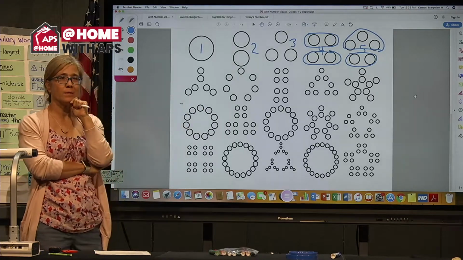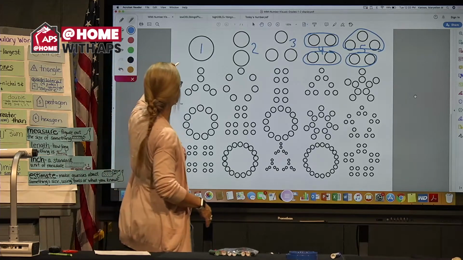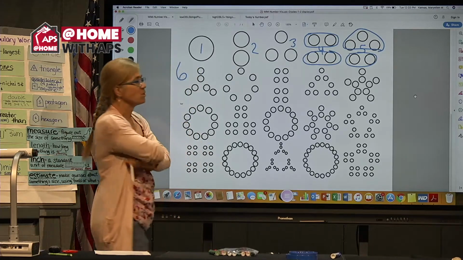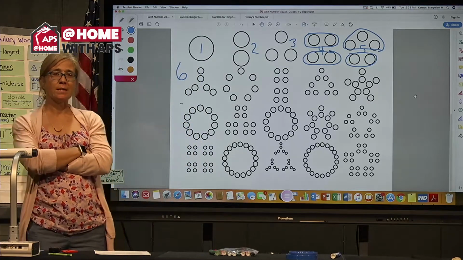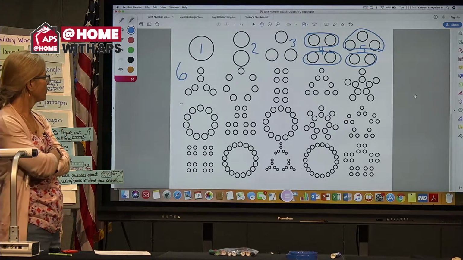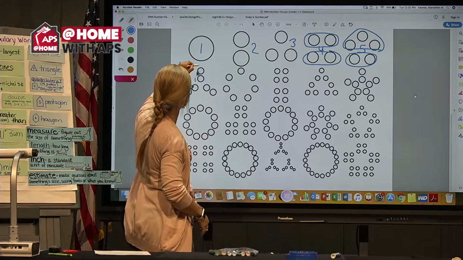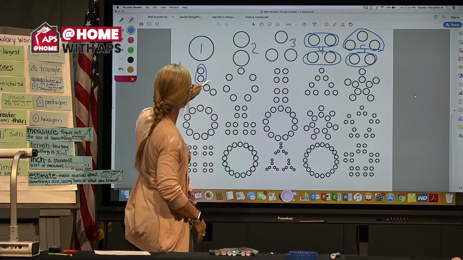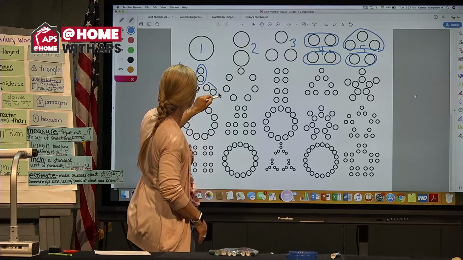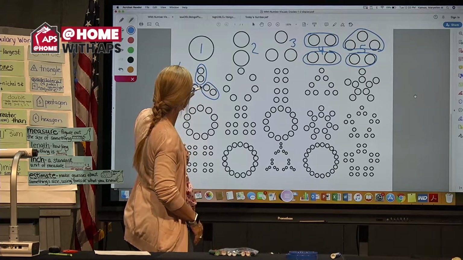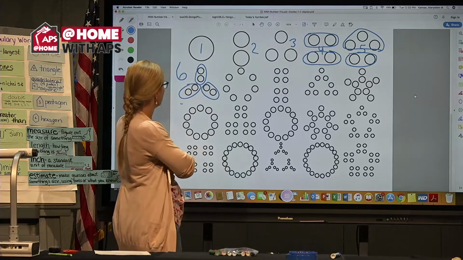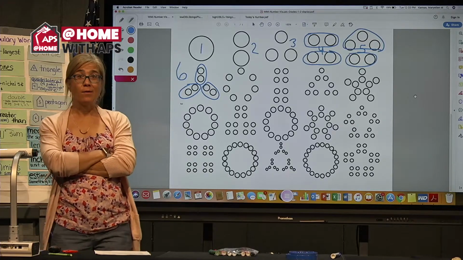I think that one's really interesting, right? We know that this is 6, but how could we check that? What groups do we see in 6? There are really obvious 2s, aren't there? Do you see that? Looks just like a smaller version of that one. 2, 4, 6. Those groups of 2 are really coming out for us, right?